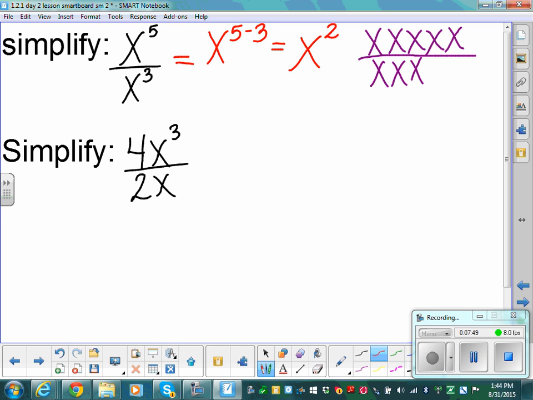What's 20 divided by 20? 1. So what's x divided by x? 1. Anything divided by itself is 1, right? No matter what. x divided by x becomes 1. x divides by x and becomes, how many x's are we left with? 2 on top, so x squared.